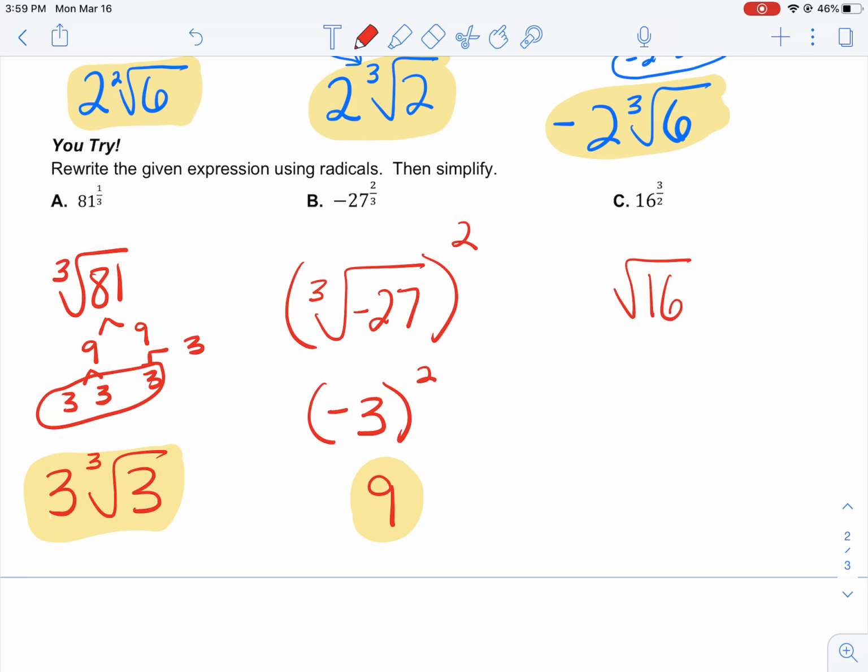And the last one, you're going to take the square root of 16, that 2 means square root, and we're going to cube it. The square root of 16 is 4, and then you can use a calculator if you need to. 4 times 4 is 16. 16 times 4 is 64.